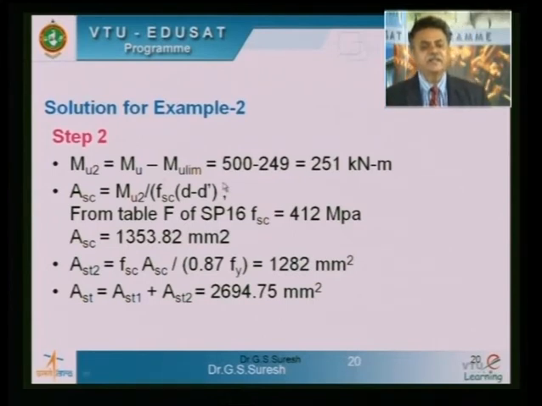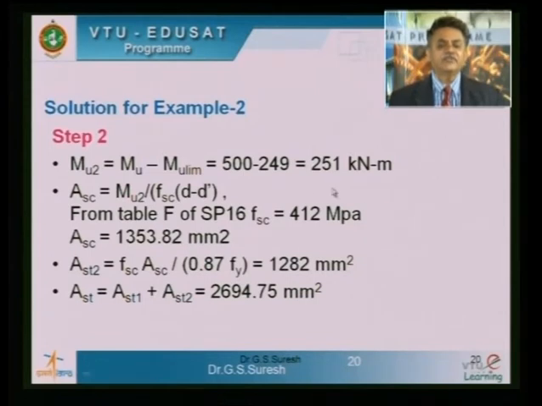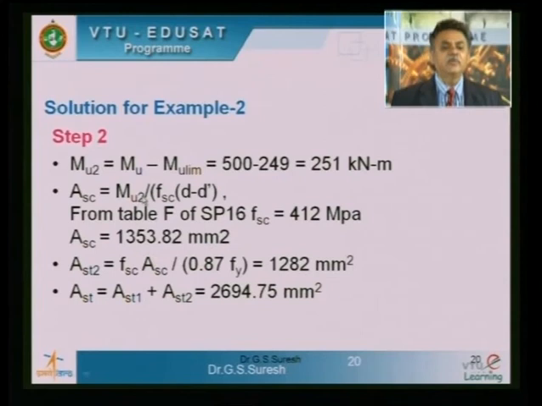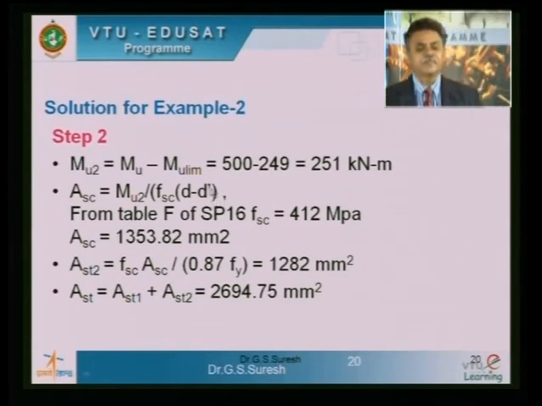So I calculate Mu2 as 500 minus 249, which is 251 kilonewton meter. Now I take the internal couple of the additional steels in compression zone and tension zone. I get the value of the area of steel as Mu2 divided by fsc into d minus d dash. Already twice I have explained to you about this equation.